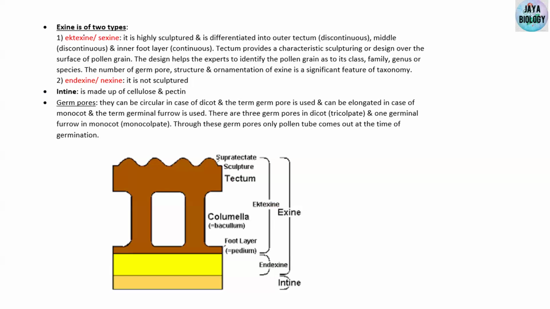Now see, exine is again of two types. If you see this diagram, check carefully. It is endexine, come here, endexine. Clear, this is endexine part and this is ectexine part. And ectexine part is having three parts. One is foot layer, then is columella, and outermost layer is tectum.